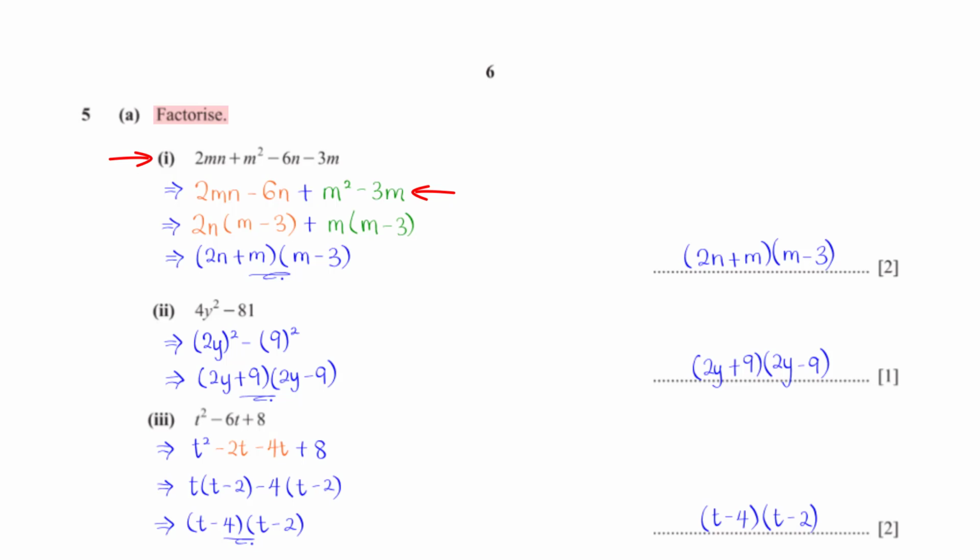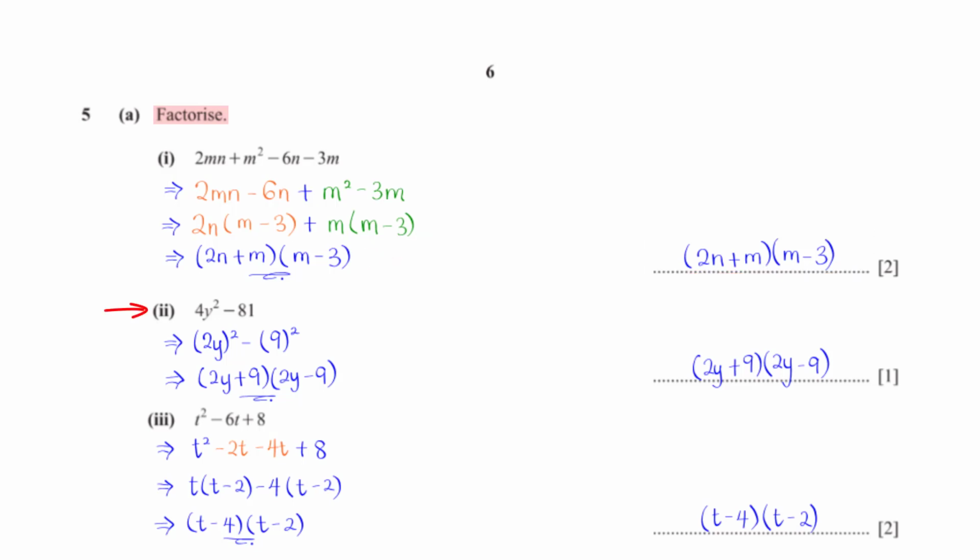For the first two terms, when we factor out 2n, we are left with m minus 3. And for the final two terms, when we factor out m, we are left with m minus 3. This can be rewritten as 2n plus m times m minus 3.